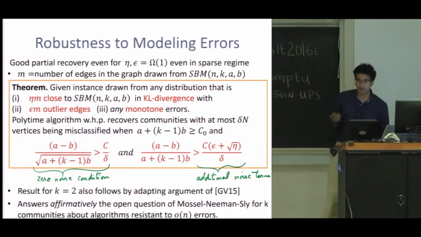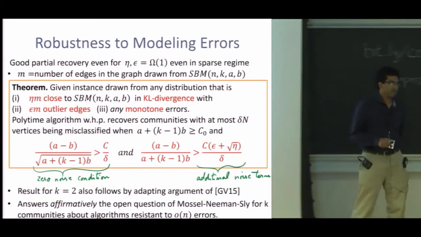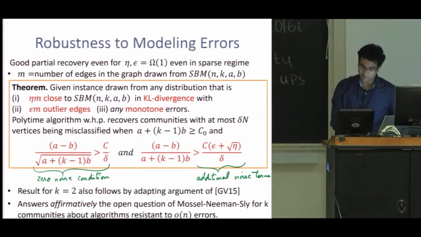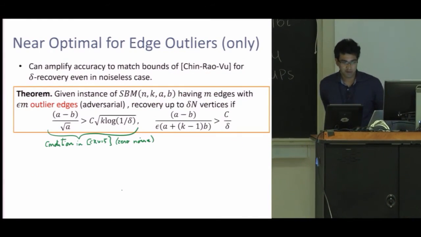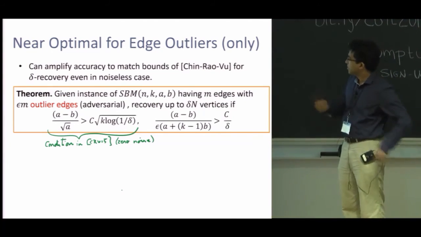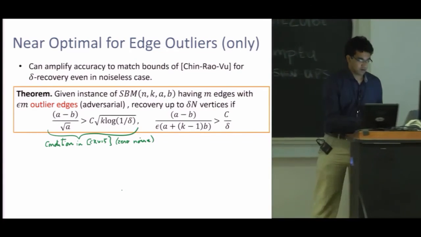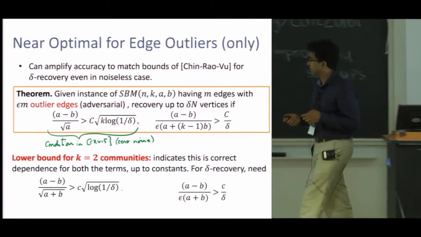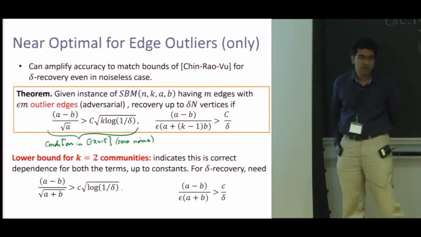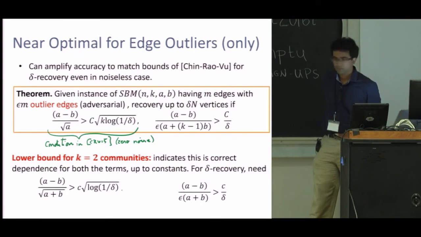Okay, so this shows that you can get methods that are robust to adversarial changes, and the case for k equal to 2 can actually come about by just adapting some arguments that were known earlier. These also give you the optimal results, and they can match the results that are known even when there is no noise. We also have some lower bounds that indicate that this kind of dependence is actually necessary, at least for k equal to 2. Extending these lower bounds for general k is open.